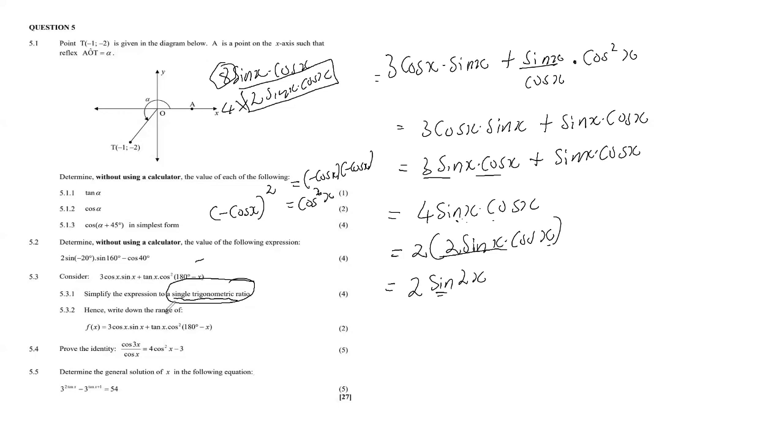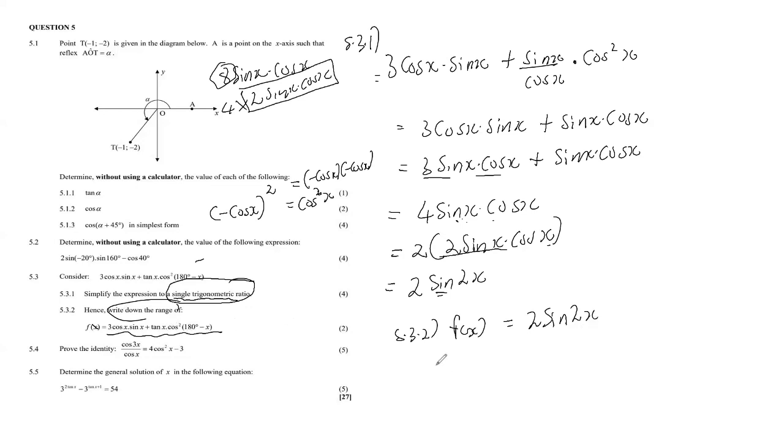Now 5.3.2, so this was 5.3.1. 5.3.2 says, hence, write down the range of all of this. Remember, f of x is equal to all of this, and we just proved that all of this is equivalent to 2 sine 2x.